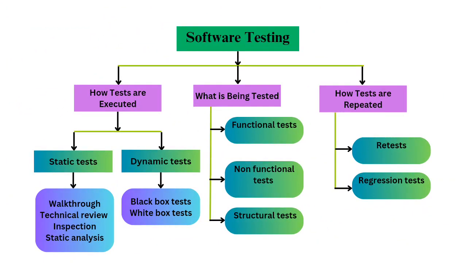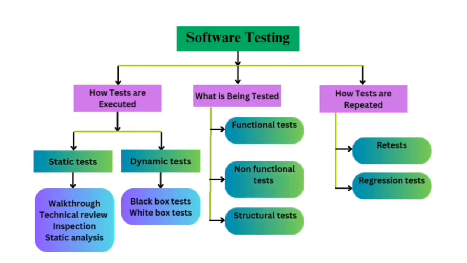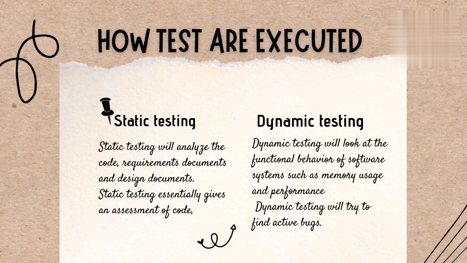Type of testing is classified into different categories. The first classification is based on how tests are executed. The second classification is based on what is being tested. And the third classification is based on how tests are repeated. So let's start with the first classification, which is based on how tests are executed.